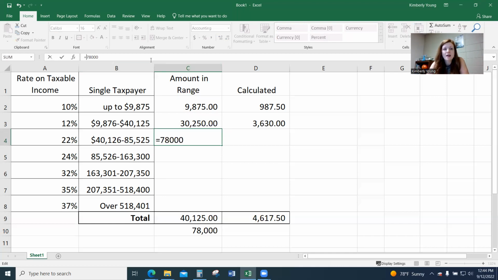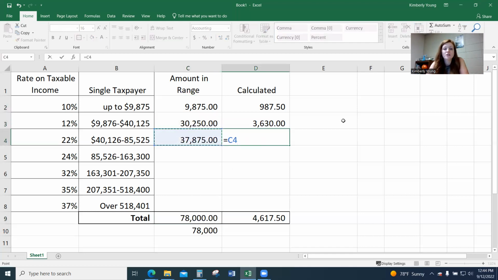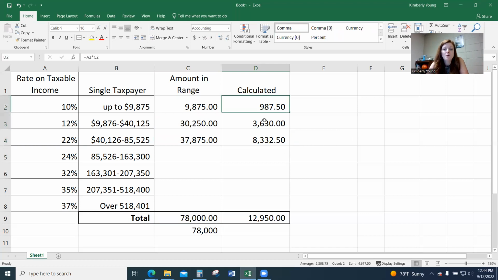I need to put a little equals here and subtract out 40,125 because I've already calculated taxes on all of that. Now, when I add all of these up, I do get 78,000. So I am accounting for all of my income. And then I'm going to take this 37,875 that fell within this range and multiply that by 22%. That's a big jump. That'll be $8,332.50. When I add up all of the products from the three different categories, the three different tax brackets, I get a total that I need to pay in taxes of $12,950.